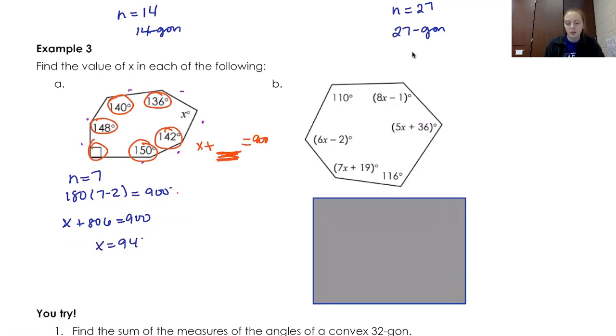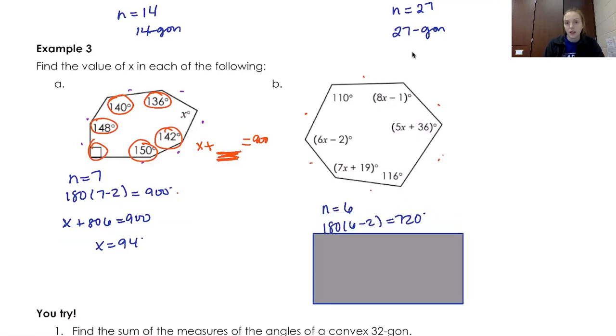Same thing on the next one. First, count all the sides. 1, 2, 3, 4, 5, 6. It's a hexagon, so n equals 6. The sum of the interior angles is 180 times 6 minus 2, which is 720. Now I have to add up all of those angles on the inside. So I start by adding the x's. 8x plus 5x plus 7x plus 6x is going to give us, let's see, 13, 19, 26x.